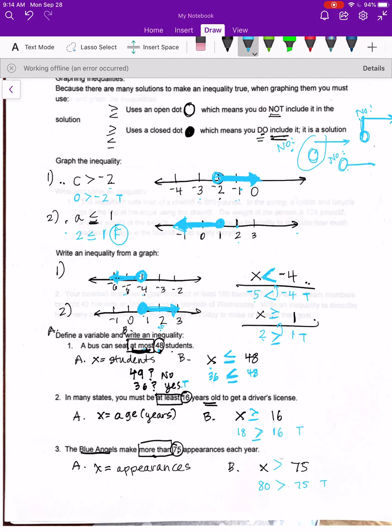Now, is it equal to? Is it equal to more than 75 appearances? Do they make exactly 75? Not according to that verbiage. It says more than, so therefore it wouldn't be an equal to. It would just be a greater than. And there you have it. All right, that's the first part of inequalities. We will continue in another video.